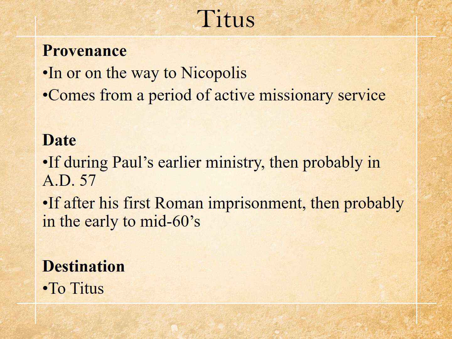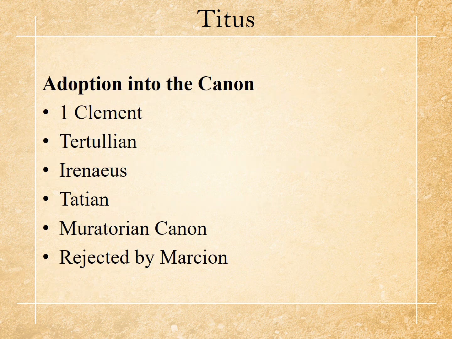Its destination is Titus. Again, there's its adoption into the canon. 1 Clement, Tertullian, Irenaeus, Tatian, and the Muratorian canon all mention these letters. So why wouldn't we see that as solid evidence for their authenticity and for bringing them into the sacred letters of the canon? Again, Marcion, and we always expect him to reject it anyway. Okay, well, these are the Pastoral Epistles, so enjoy your study, enjoy your reading of these great little letters, and make it a practice of preaching and teaching from them.